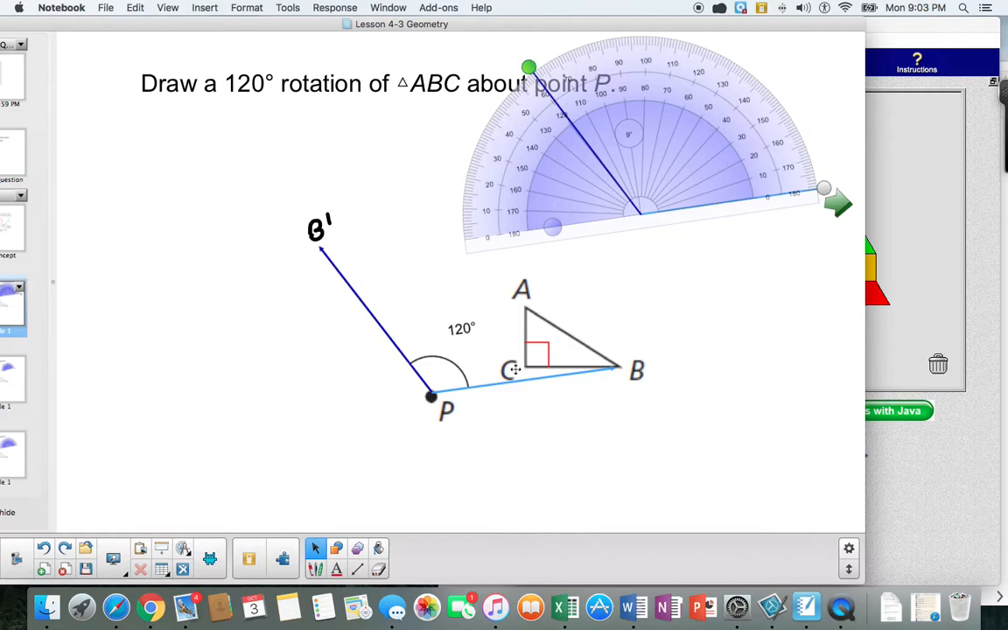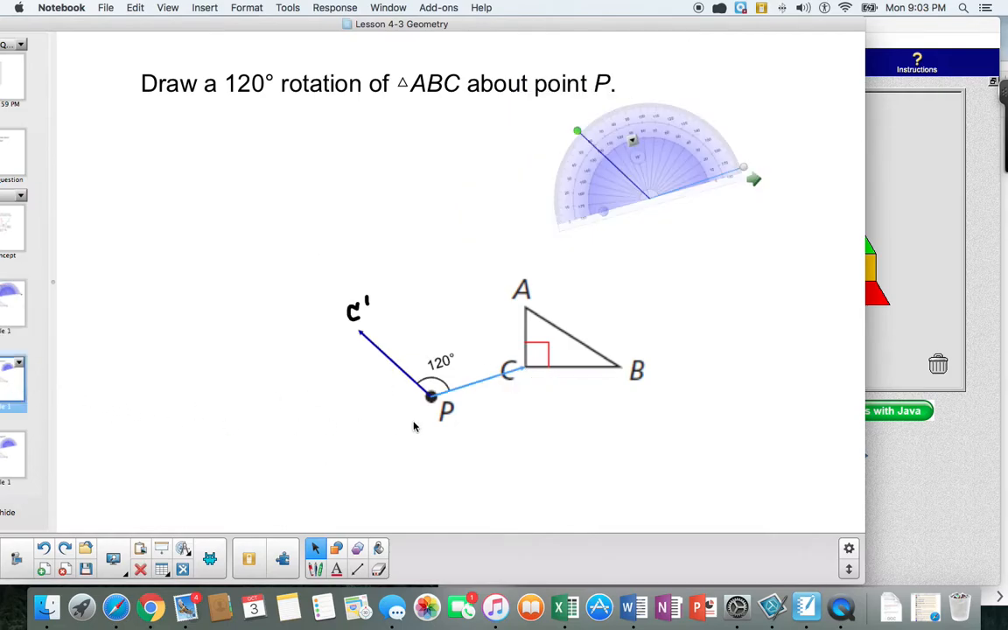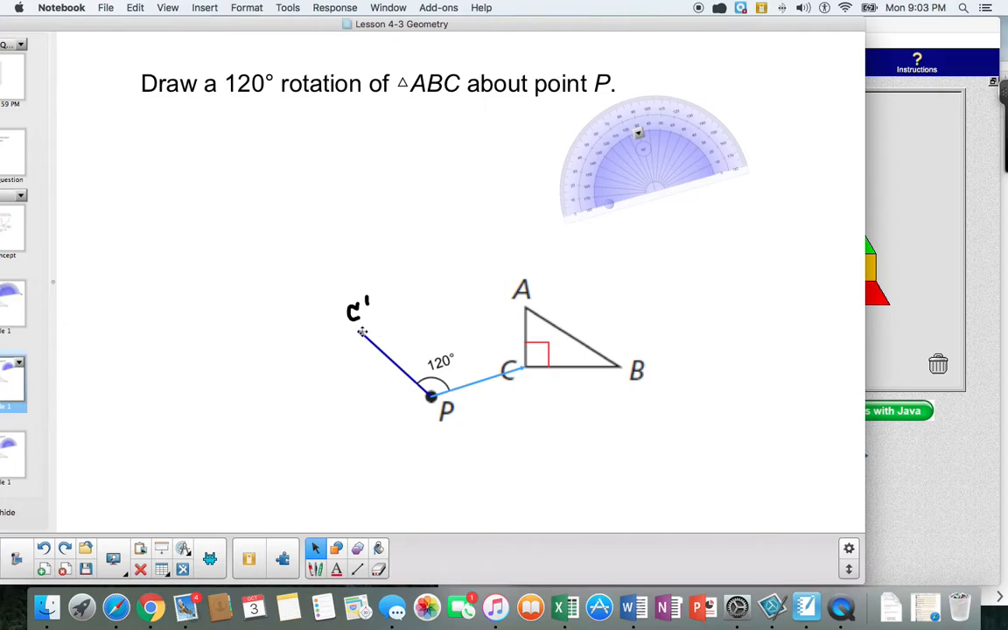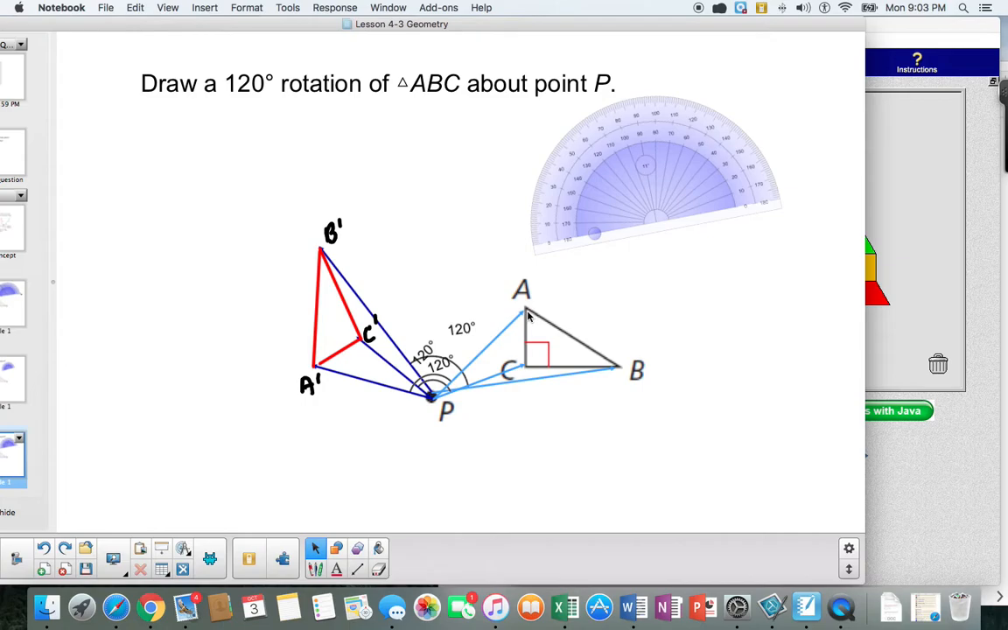Now I'm going to do that for C. Here's C. Here's the pre-image, and I want to rotate it to C prime. Again, I'm going to need to use a protractor. This length and this length are exactly the same, and it's going to rotate, and that'll be the image. This is going to happen for A prime as well. And when I join A prime, B prime, and C prime, you see I get this right triangle, just like I had over here.